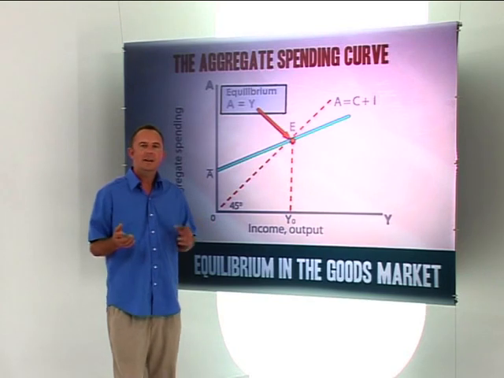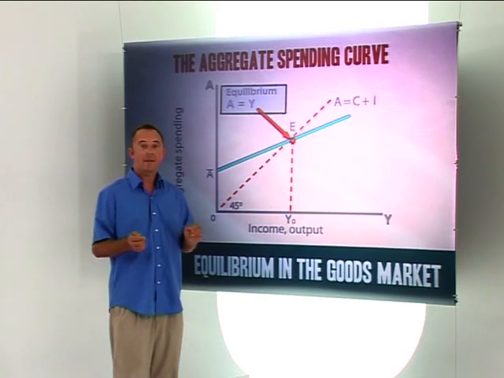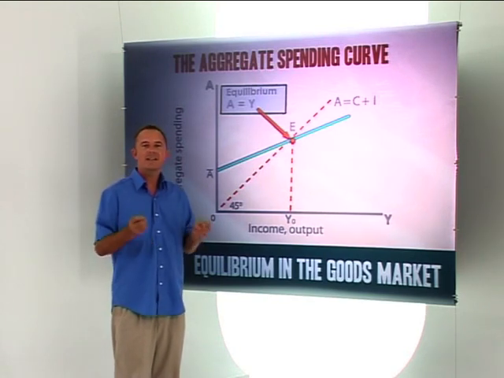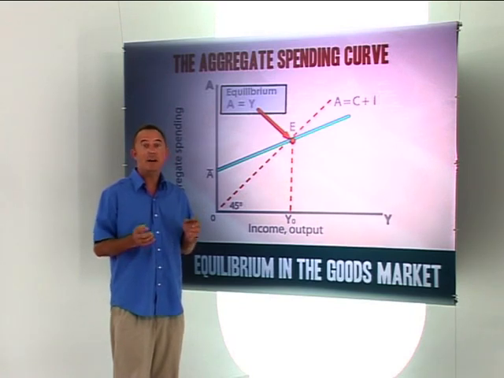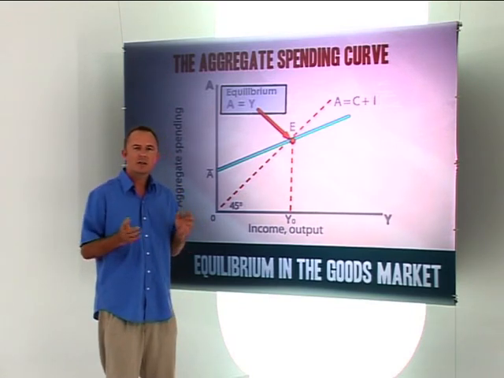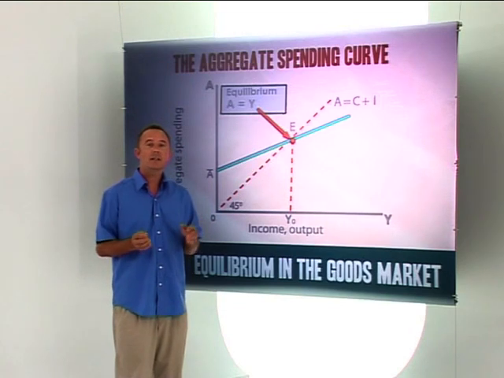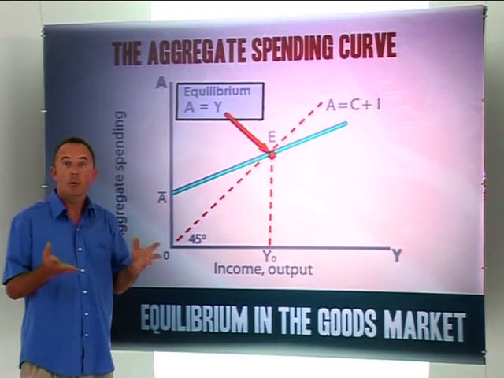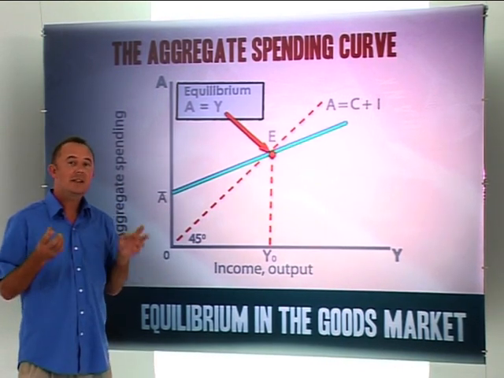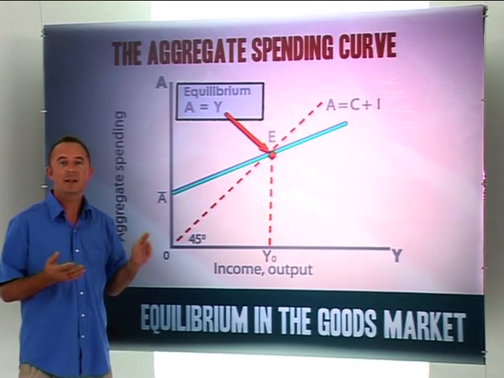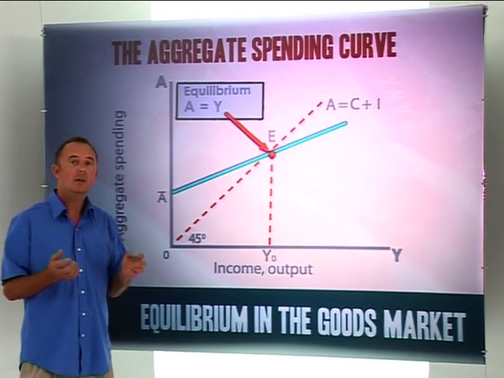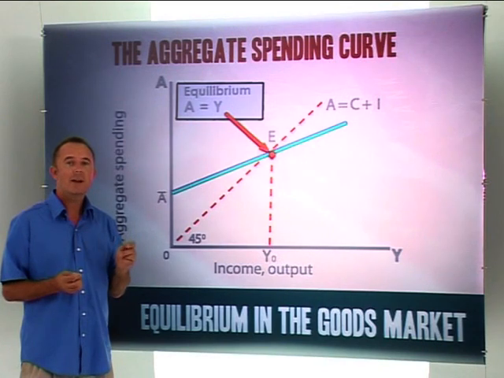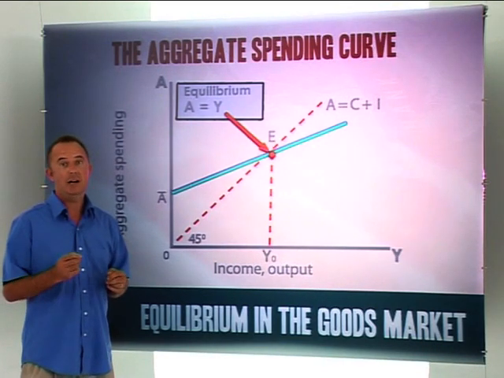The total spending curve is upward sloping from left to right, indicating that it is a positive function of the level of output and income. The slope or angle of the curve is determined by the marginal propensity to consume. And its vertical intercept, which is the point where the curve starts, is determined by autonomous spending, that's A bar, which is autonomous consumption, C bar, plus investment spending, I.